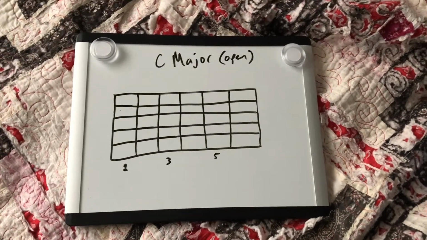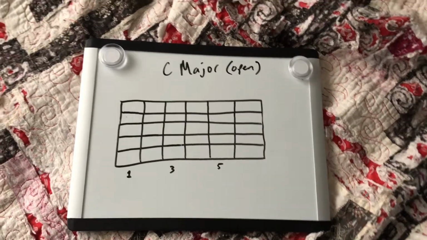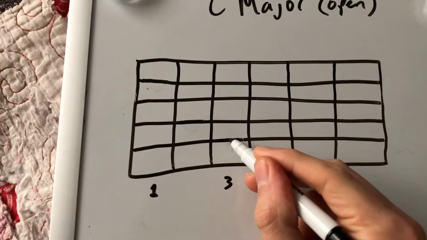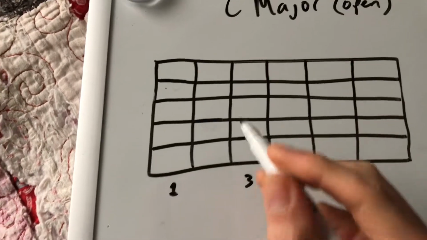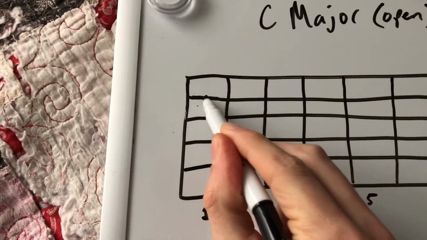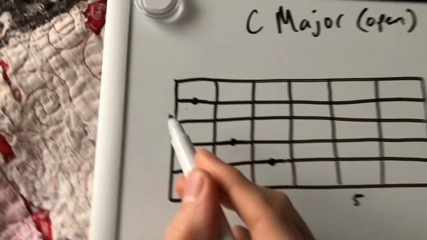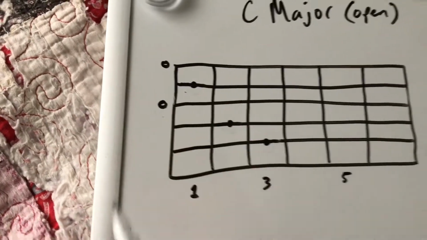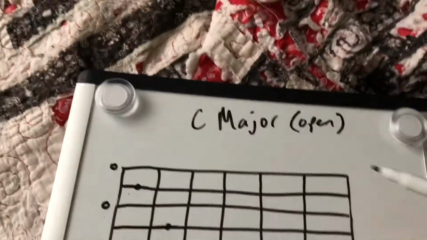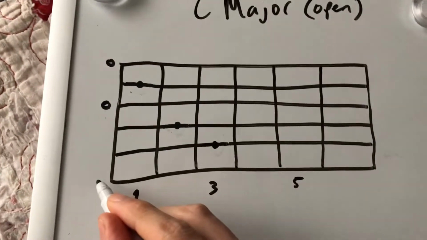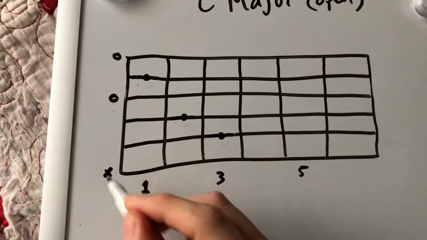For this example, we're going to be playing the C major open chord. To play this, you're going to put a finger on the 3rd fret of the 5th string, a finger on the 2nd fret of the 4th string, and a finger on the 1st fret of the 2nd string. The 3rd string and the 1st string are going to be played open. That's why it's called an open chord. Now when you play this, the 6th string, or the bottom string, will not be played.